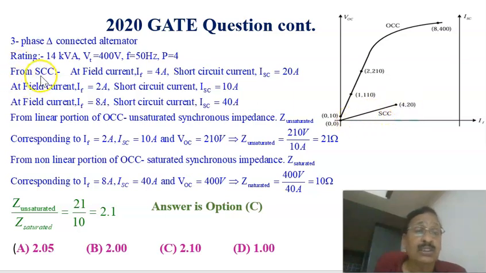The problem is a 3-phase delta connected alternator, 14 kVA, 400 volt terminal voltage, frequency 50 Hz, number of poles equal to 4. From the short circuit characteristic, that is this one, the field current If equal to 4 amperes. The short circuit current corresponding to field current 4 amperes, as given in the problem, is 20 amperes. That is this point.